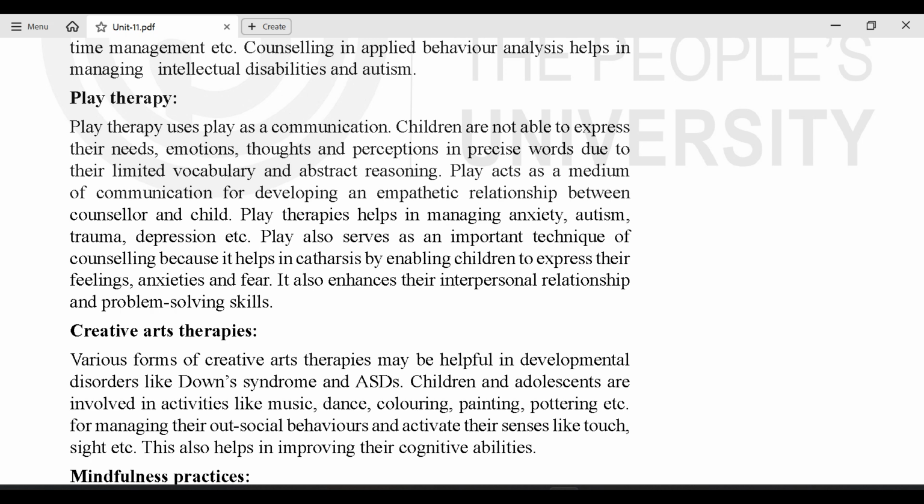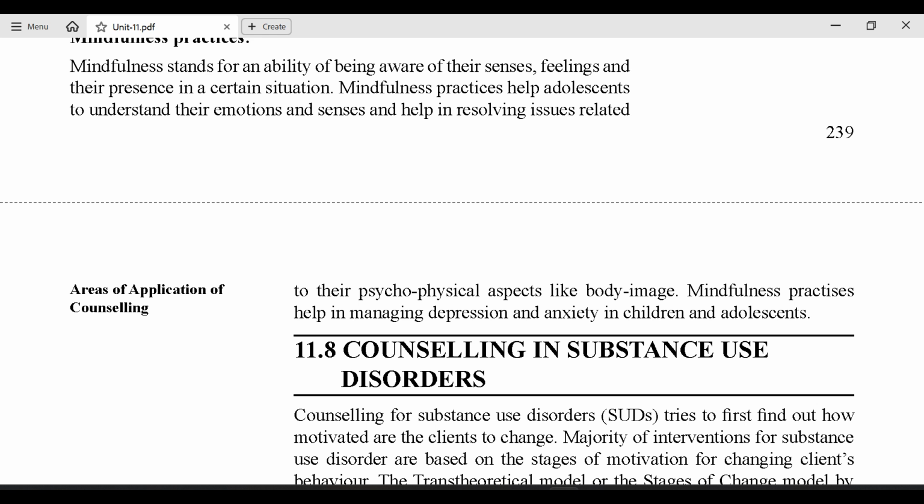Mindfulness practices. Mindfulness stands for an ability of being aware of their senses, feelings and their presence in a certain situation. Mindfulness practices help adolescents to understand their emotions and senses and help in resolving issues related to their psychophysical aspects like body image. Mindfulness practices help in managing depression and anxiety in children and adolescents.